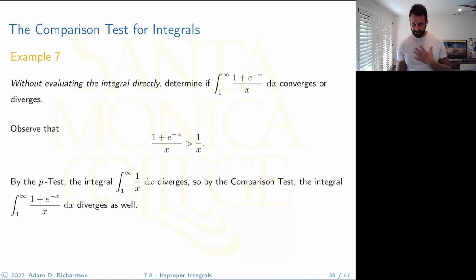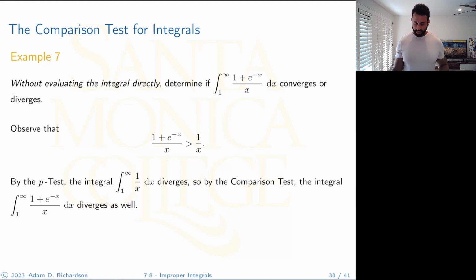But I know about the integral of this function. The integral from 1 to infinity of 1 over x diverges by the p-test, because here p is equal to 1. So that diverges by the p-test. Well, this function is always greater than this function, and the integral of this function diverges. So the integral of this function must also diverge by the comparison test. And that's the result, right? That's how the argument goes.